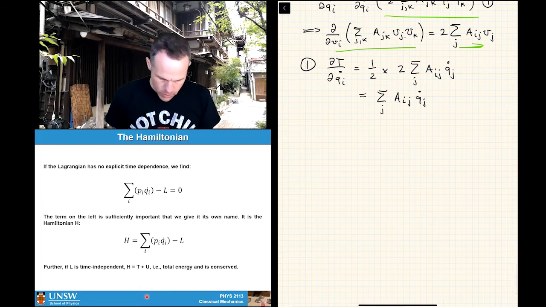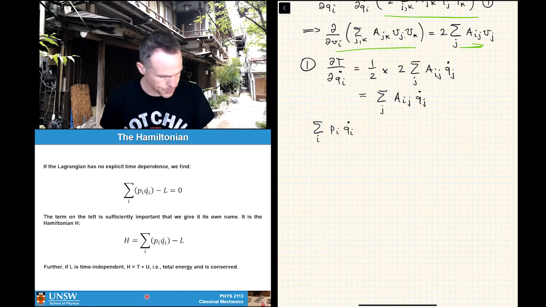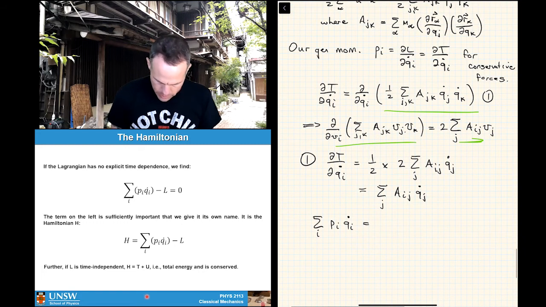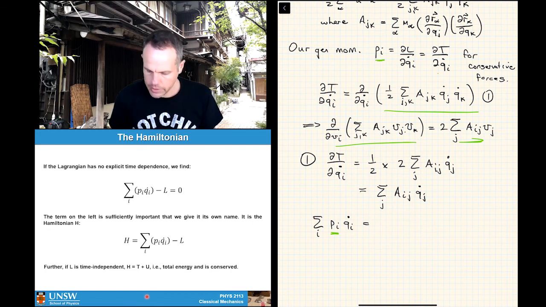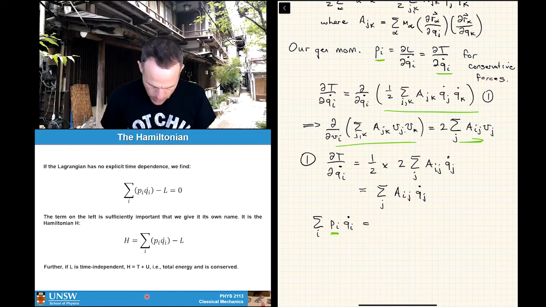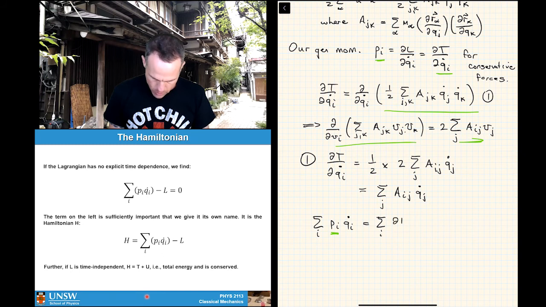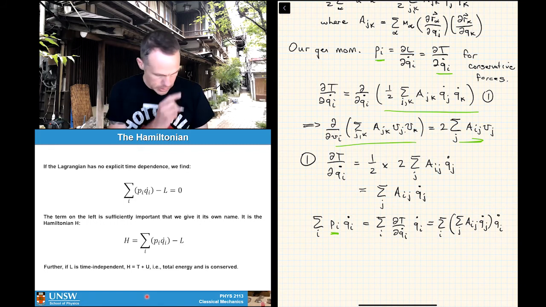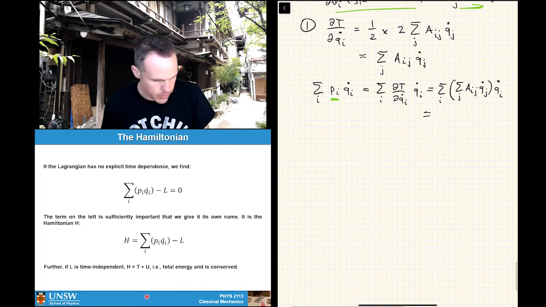All right, now I have a sum that kind of looks like this thing, and it's basically the sum over i of p_i q_i dot. I've got p_i here, and p_i is related to ∂T/∂q_i dot. So this is basically the sum over i of ∂T/∂q_i dot times q_i dot. It's going to be the sum over i, sum over j of a_ij q_j dot q_i dot, like so. And this thing is going to become the sum over i and j of a_ij q_i dot q_j dot.